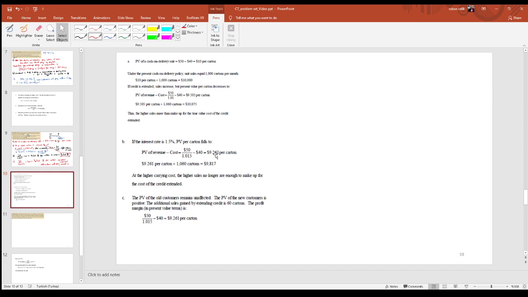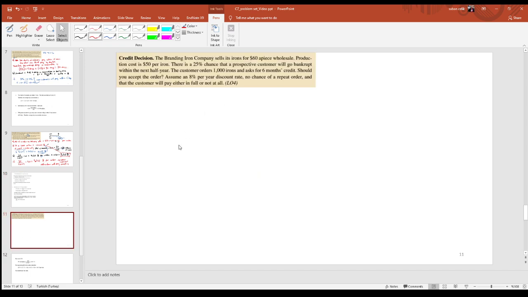You can also see the solution here. Another problem here. This is the last problem. So, credit decision. Shall we give the credit or not?